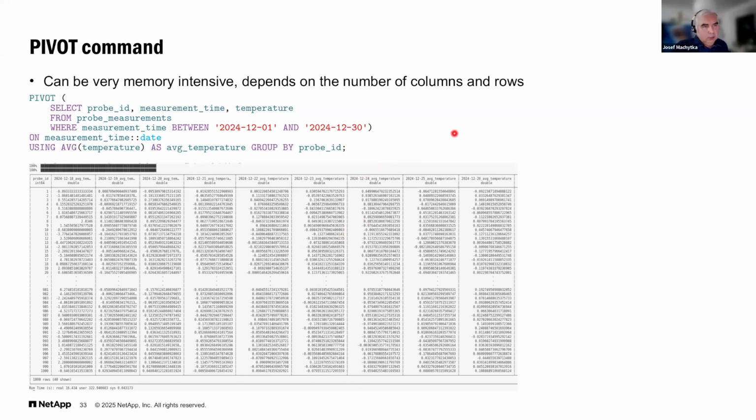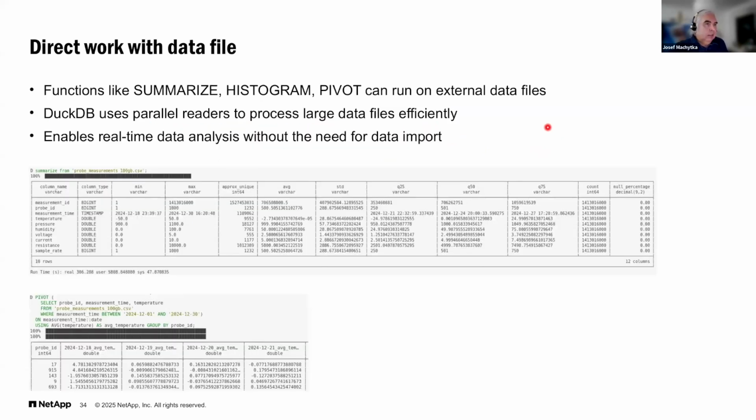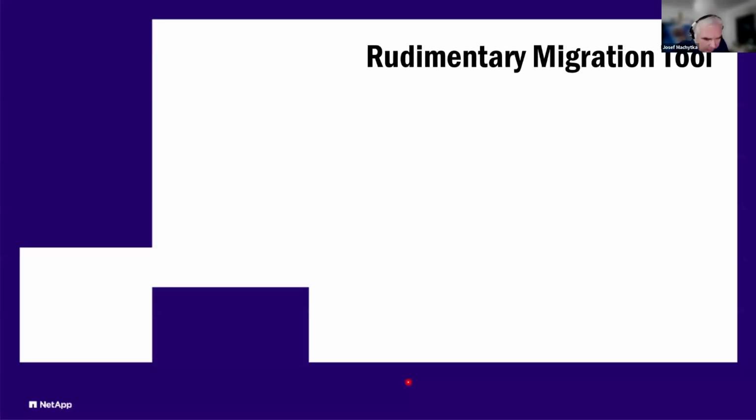DuckDB would try to do its best, but it will totally overload the machine and it can fill the disk because of many temporary files. And the same stuff can be done directly on those data files. So here I show summarize from that CSV file and pivot of data from that CSV file. A very nice implementation.